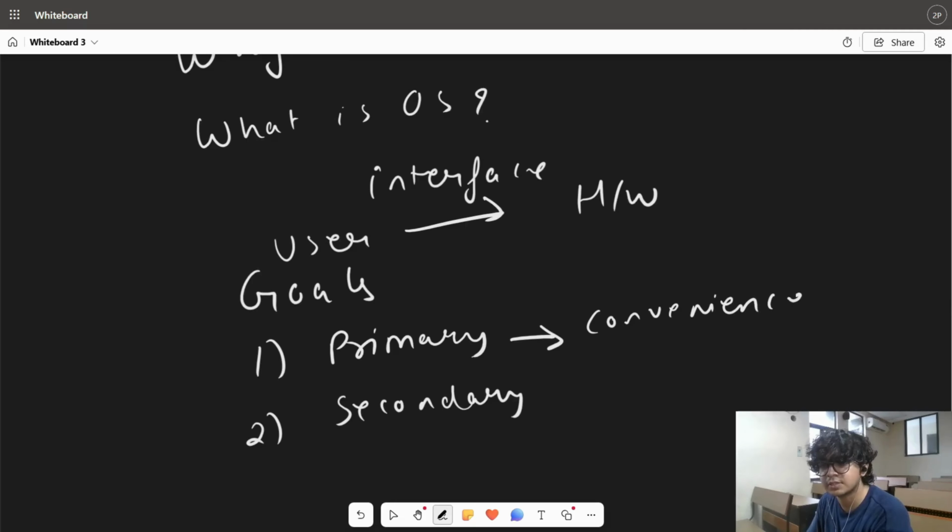I hope the spelling is correct. Then the other goal is accessibility. So these two are the major primary goals of operating system, that everyone should be able to use it without difficulty. And when you provide that convenience, then we move on to the secondary goals, which are proper memory management.